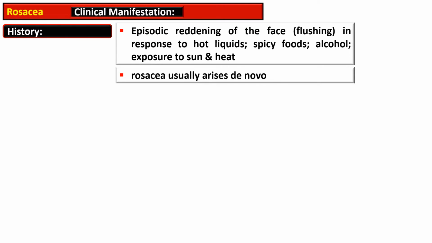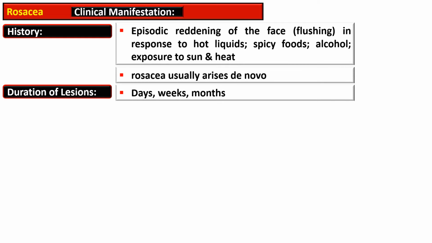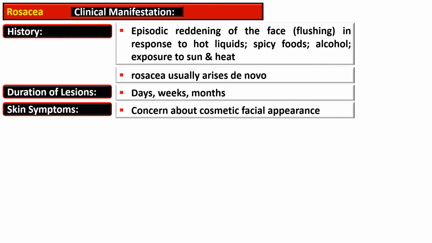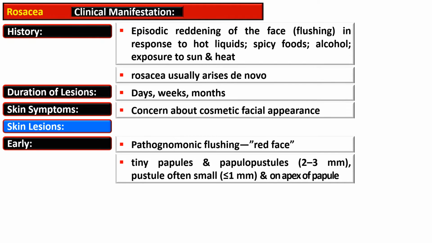Now the clinical manifestation of the rosacea. On history, there is evidence of episodic reddening or flushing of the face in response to hot liquids, spicy food, alcohol, and exposure to sun and heat. There may be history of prior acne, but usually rosacea arises de novo. The duration of the lesions can be days, weeks, or months. The patient is concerned about the cosmetic facial appearance, and the early skin lesions are flushing or red face that are the pathognomonic of the rosacea.